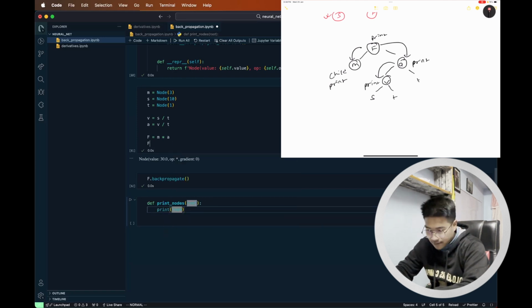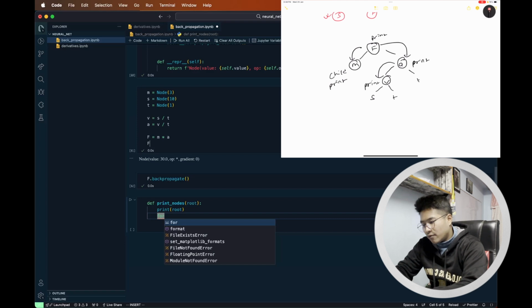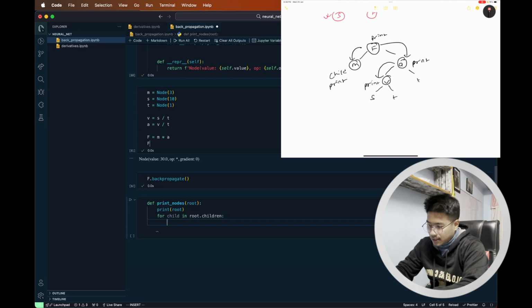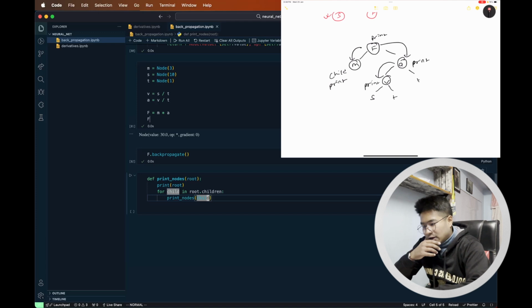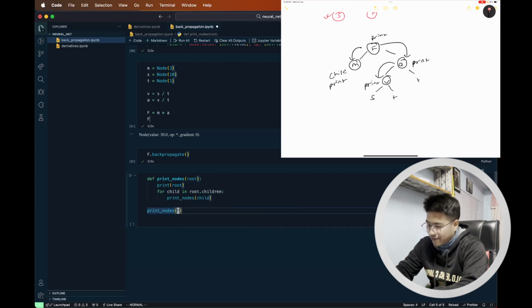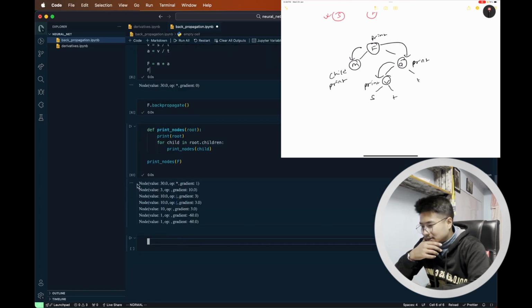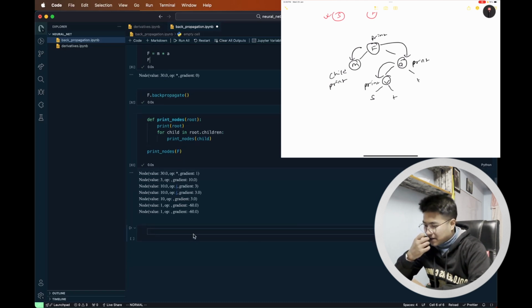And here's how you would print it. I print myself, right? And then I go to my children, for child in root.children, and I say print_nodes for that child. And that's a recursive definition, and we will stop when we no longer have children. I think it should work. So let's see if it works. So print nodes for f, and it does work. So this guy over here is the f, this is m, this is a, this is v, right? This is s, this is t, and this is t. So yeah, we have a way to print stuff now.